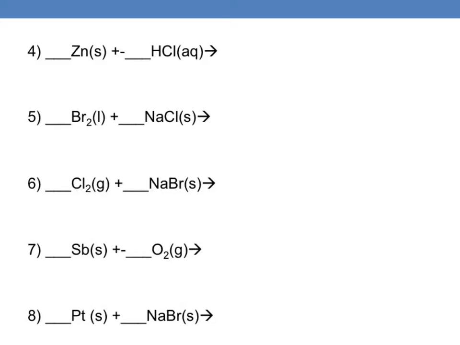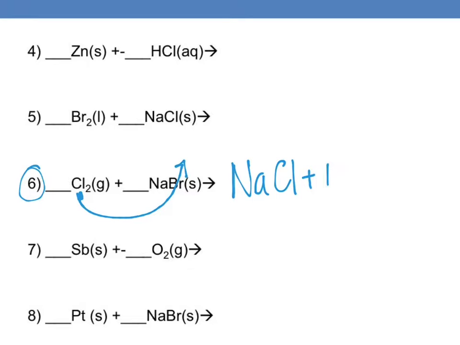Last one. What about here? Who wants to replace who? And number 6. Zinc replaces hydrogen. Number 6. Chlorine replaces bromine. Chlorine is a nonmetal, and it wants to replace bromine. Which is the nonmetal? Will this reaction occur? Yes. And we will get NaCl and Br2.